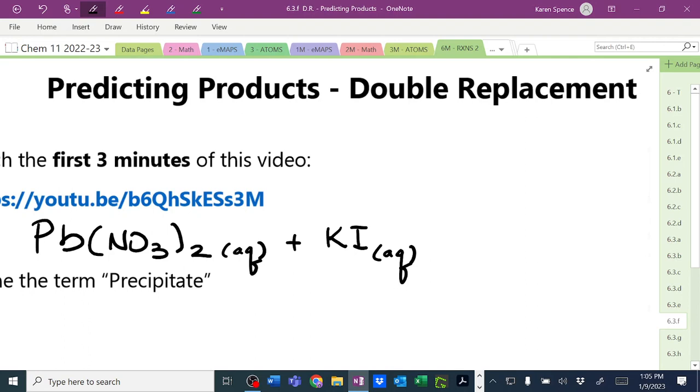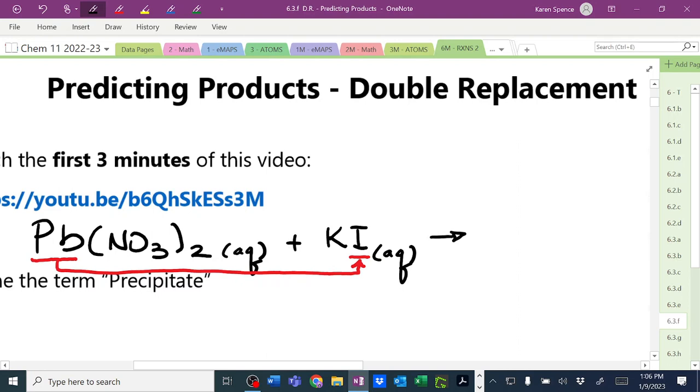Okay, so when we go to write a double replacement reaction, we take our outside ions. The outside ions are the ones on the far side of each compound. So I'm going to take the lead, which is on the far left, and the iodide, which is on the far right, and I'm going to combine them together. Now, my question to you is, is the correct formula for lead with iodide PbI?